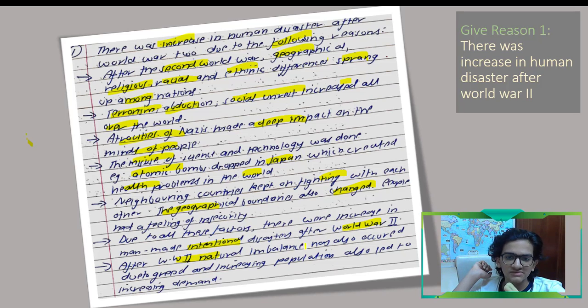After World War II, natural imbalance also occurred due to greed, and increase in population also led to increasing demand. Yeah, there's something not written over here. It is about global warming. That also occurred after World War II, like globalization, pollution. Those are also certain sorts of disasters caused by man-made intentional disaster.